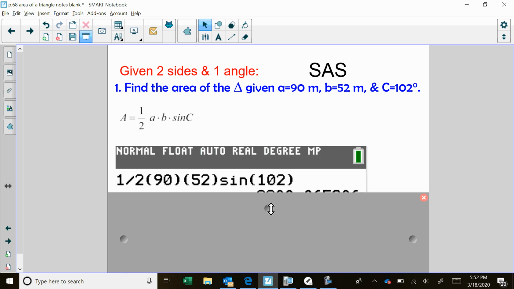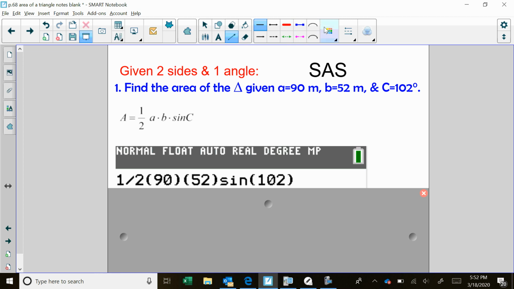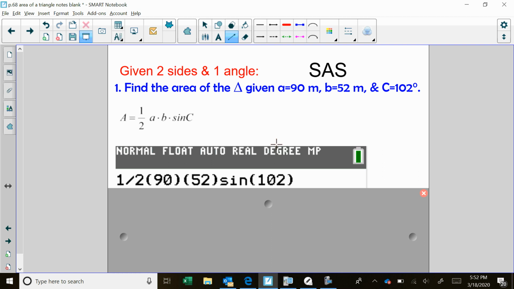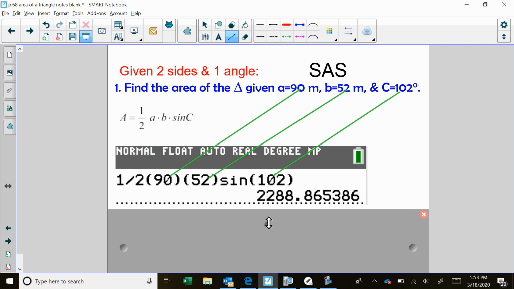So that's all I've done. I have grabbed the calculator and plugged the information into it. Let's grab an arrow here. We will make it a nice green color. Put an arrow on the end. And we have this 90, and it's backwards, it goes there. This 52 is here, and the 102 is right there. So literally, you just put that in the calculator, and we get 2288.9. So that's our first answer. It's literally a plug and chug.